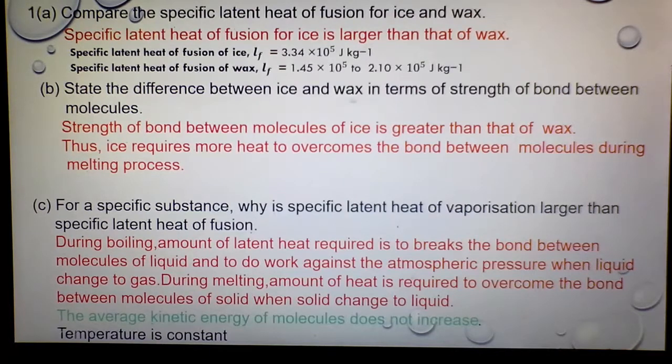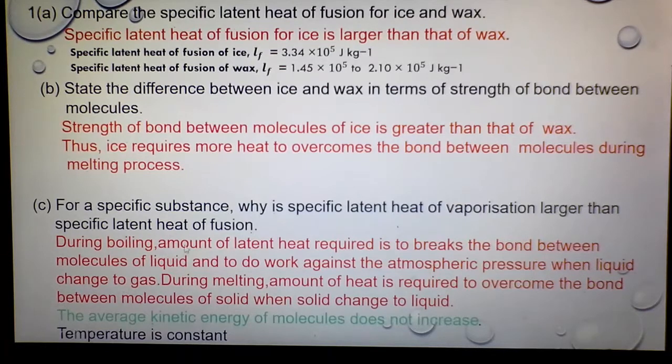State the difference between ice and wax in terms of strength of bond between molecules. So strength of bond between molecules of ice is greater than that of wax. Thus, ice requires more heat to overcome the bond between molecules during the melting process. For a specific substance, why is specific latent heat of vaporization larger than specific latent heat of fusion? So during boiling, the amount of latent heat required is to break the bonds between molecules of liquid and to do work against the atmospheric pressure when liquid changes to gas.